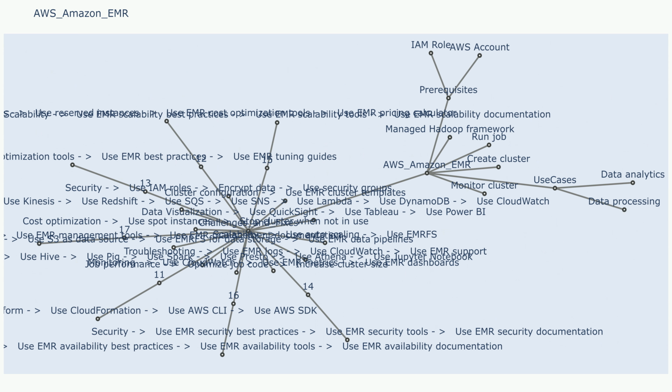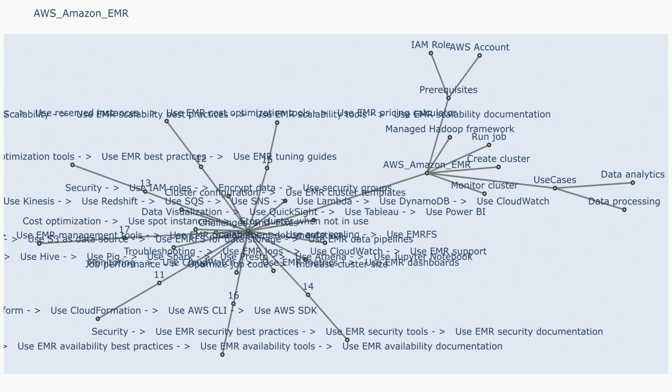Data ingestion. Use S3 as a data source for efficient storage and retrieval. Use EMRFS for data storage and access optimization. Use EMR data pipelines for automated data ingestion and processing. Use AWS Glue for data transformation and cleaning.